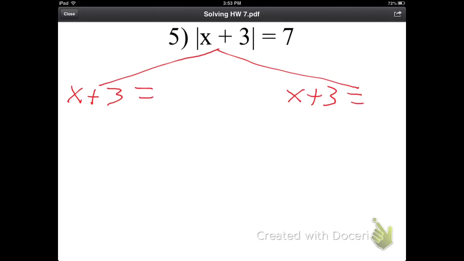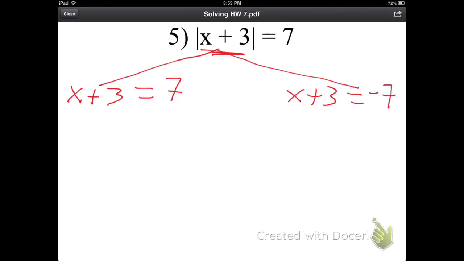And you're going to write equals. On one of them, you're going to put positive 7, and on one of them you're going to put negative 7. Because if you put positive or negative 7 inside the absolute value, it's going to equal positive 7, because the absolute value of negative 7 is positive 7. So now we got two equations. Remember, all absolute value equations will have two answers. If you don't have two, you did something wrong.